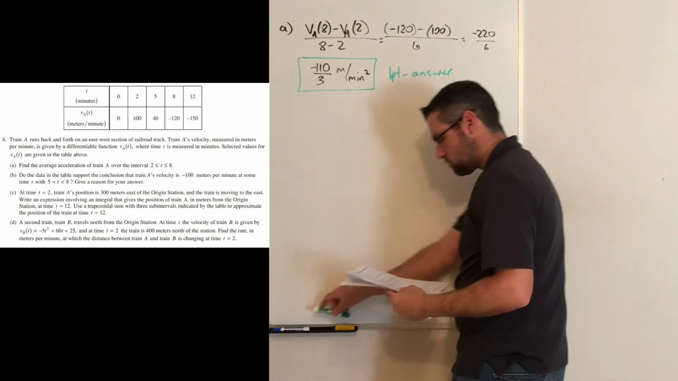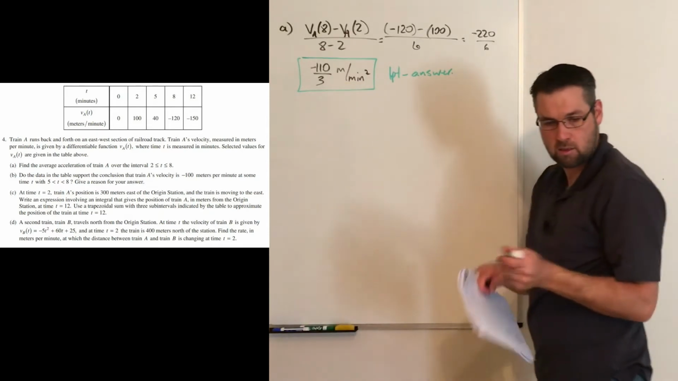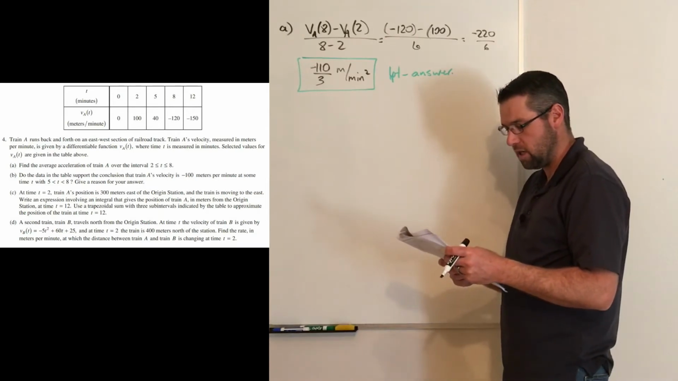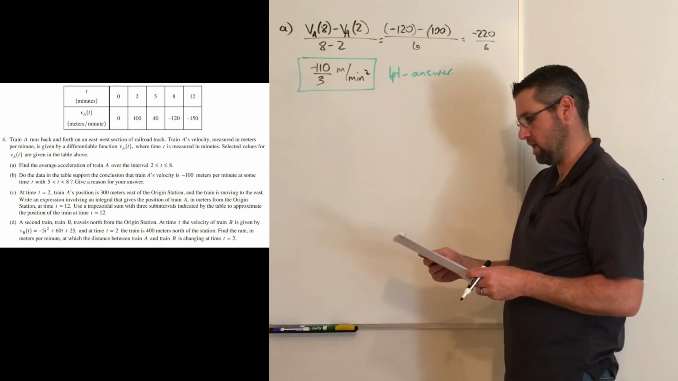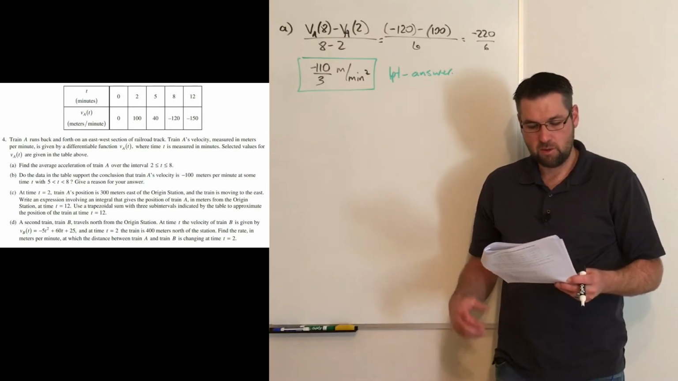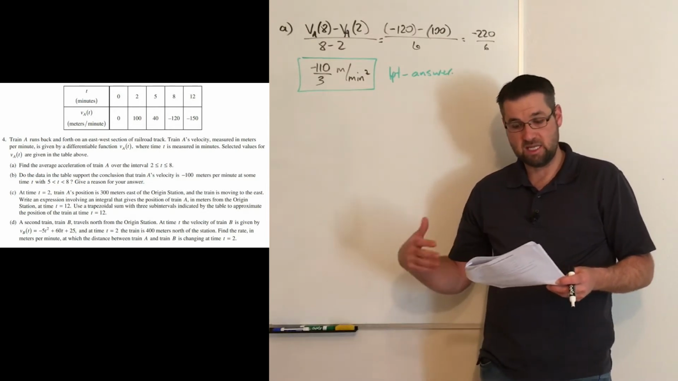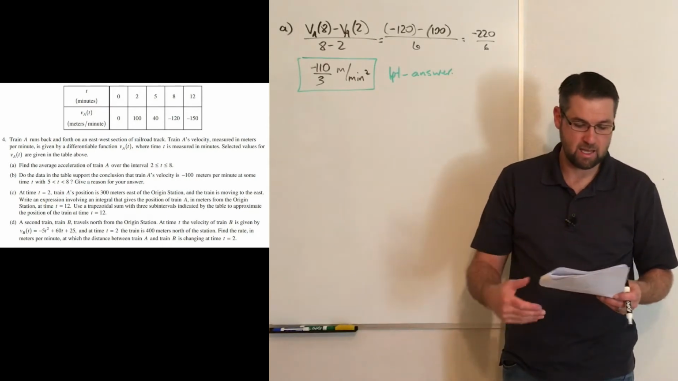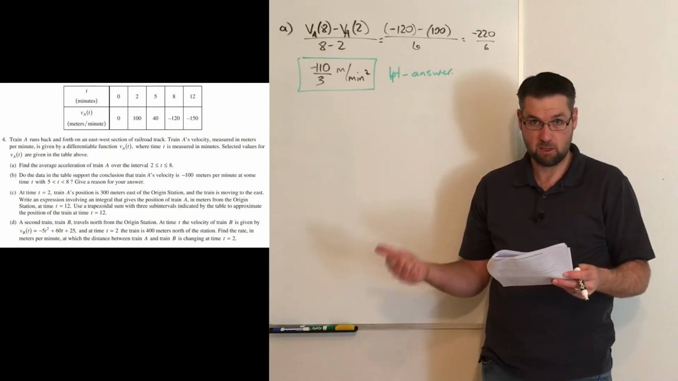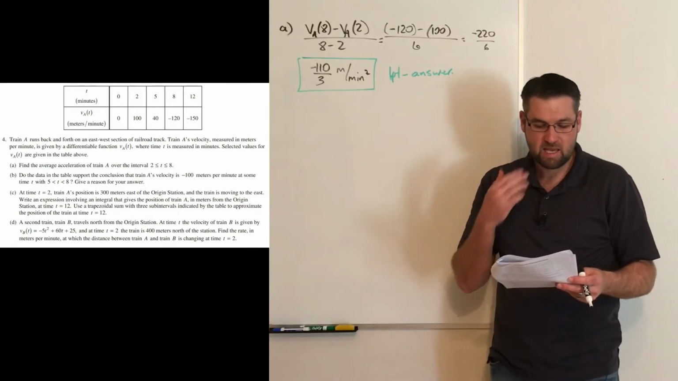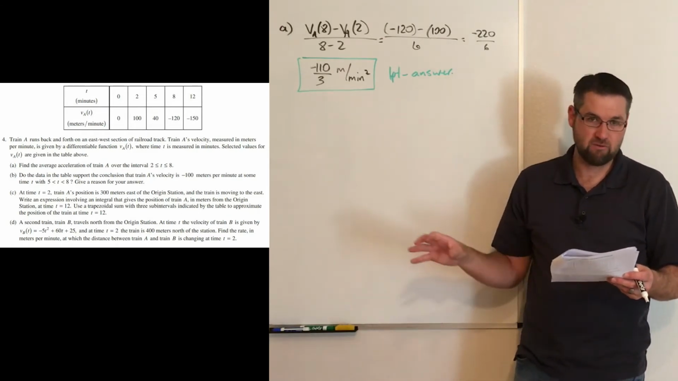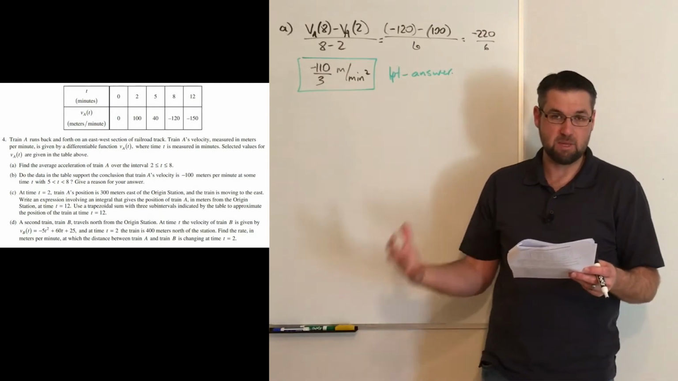Part B, it says, do the data in the table support the conclusion that train A's velocity is negative 100 meters per minute at some time within 5 is less than t less than 8? So notice this is a type of question where it says, does it support, or is there a time when. That should entice you to think about all your theorems. You have the mean value theorem, the intermediate value theorem, and the extreme value theorem. In this case, because we're given velocity and we're asking about velocity, that's going to imply the intermediate value theorem.